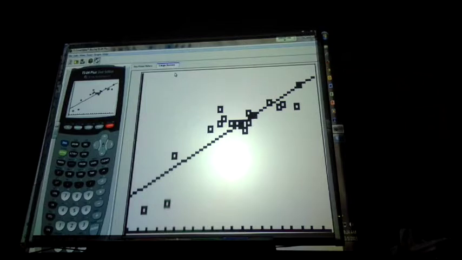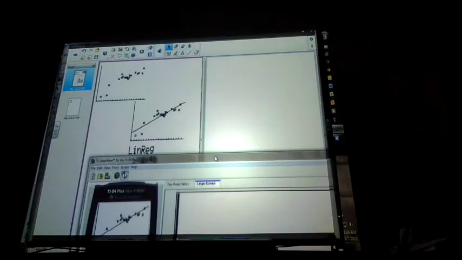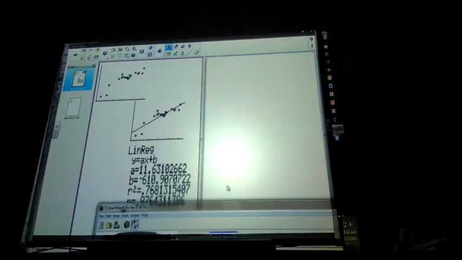What does slope mean? We did. What does the y-intercept mean? What was the y-intercept in our problem? Negative 610. So at 0 degrees, we're going to have negative 610 people at our park. So does our y-intercept necessarily make sense? No.